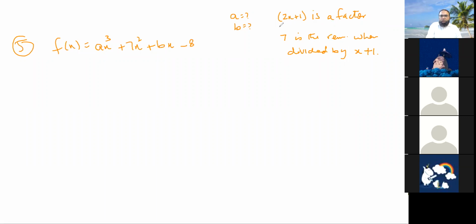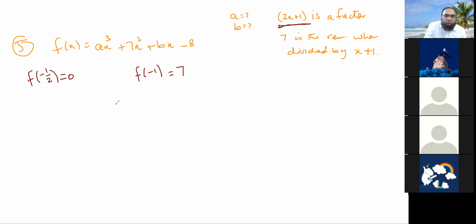So when it says 2x plus 1 is a factor, that would mean to me that f of minus half is going to be 0. Okay? And when it says 7 is a remainder when it is divided by x plus 1, I should write it as f of minus 1 that is equal to 7. So you must have questions at this level. If you guys are understanding what I have written here, that means you have understood the remainder and the factor theorem.